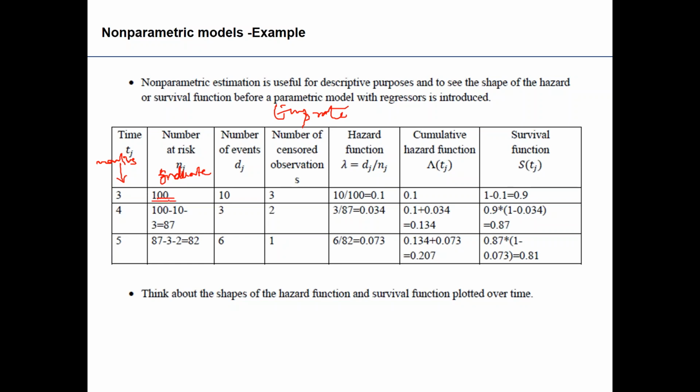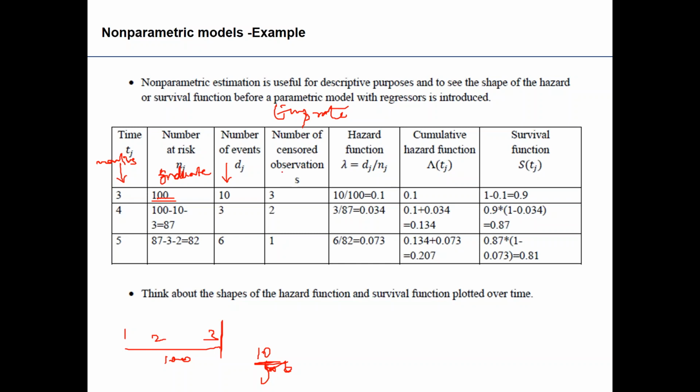So initially I have 100 people. From month 1, 2, 3, all the students, all the graduates are part of the study, and they did not get any employment. At the end of the 3rd month, I found that 10 students have found a job. So 10 members have found employment, job offers. This is the number of events, dj.